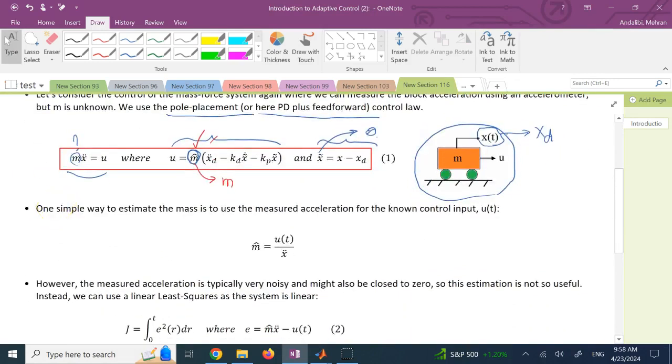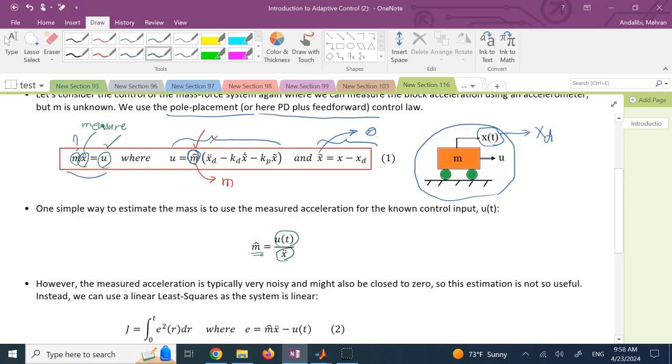So where do we get our law? You say, well, let's assume that you have an accelerometer and you can measure this acceleration x double dot. If I can measure the x double dot for a given u, so I know my u, and this one I can measure with an accelerometer, all I need for the m is to divide that u by x double dot, and that gives me a good estimate of m. As simple as that.